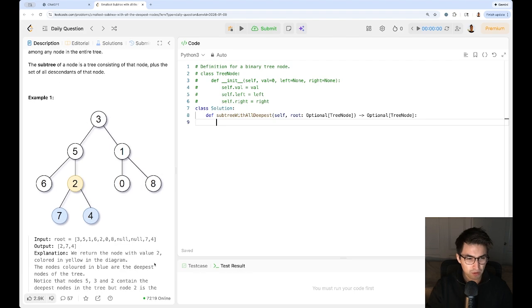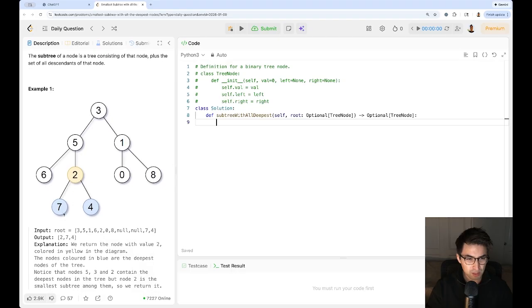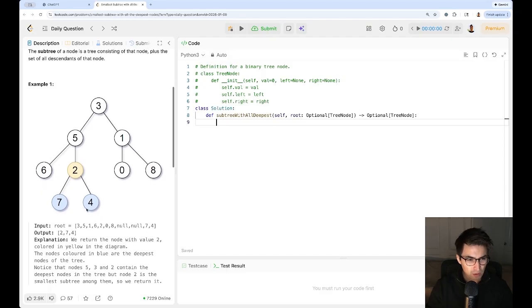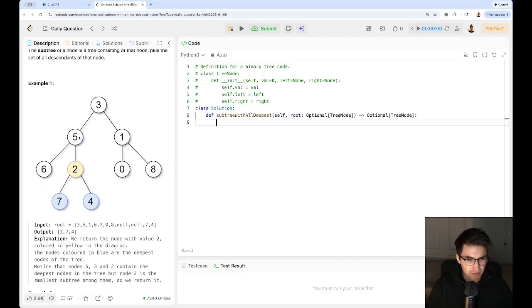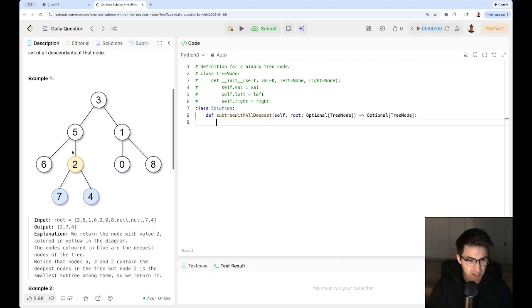We return the node with a value 2, colored in yellow in the diagram. The nodes colored in blue are the deepest nodes of the tree. They're at the fourth level. Notice that nodes 5, 3, and 2 also contain the deepest nodes, but node 2 is the smallest subtree.